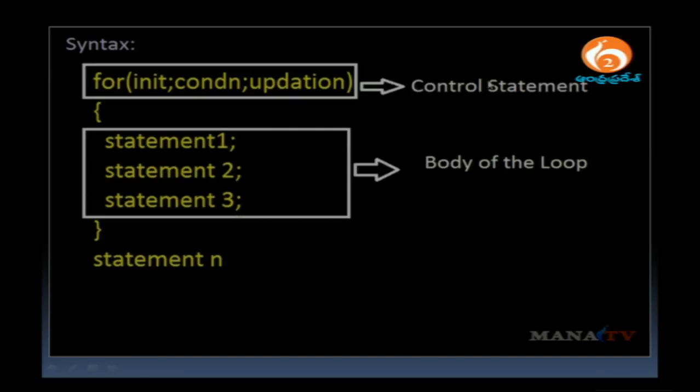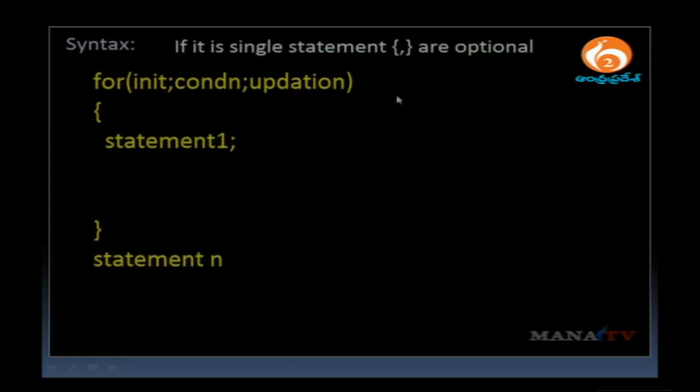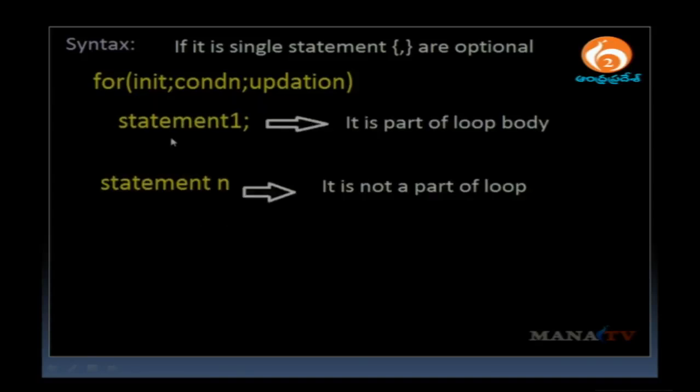If the condition is true, only then the body statements will be executed. If the condition is false, the body of the loop, statements 1, 2, 3, will not be executed. Whether it is true or false, statement n is executed, because it does not belong to the for loop. If it is a single statement, these braces are optional. If you don't write them, no problem. If you are not writing the braces, the JVM thinks that only one statement is a part of the for loop.